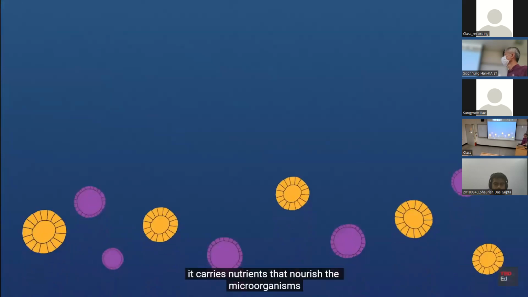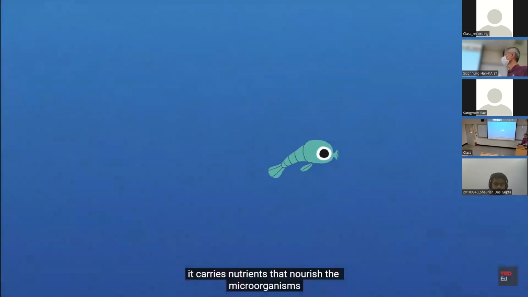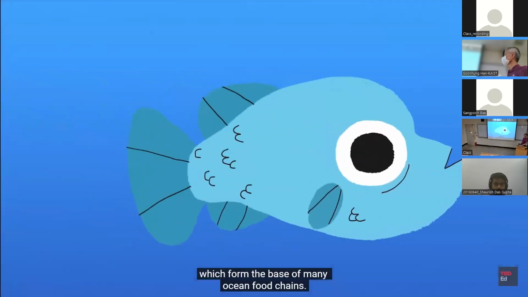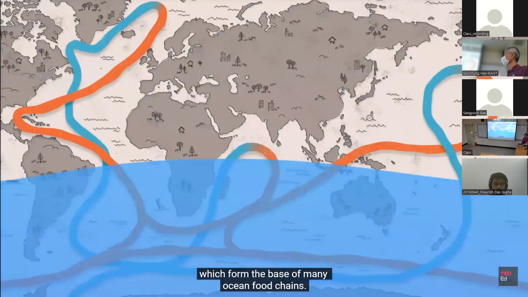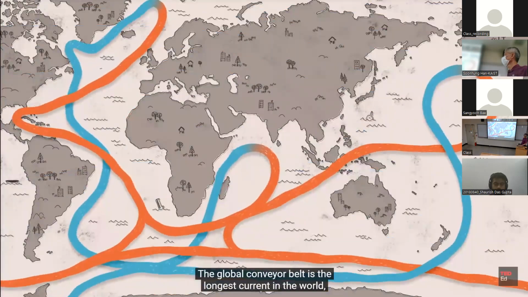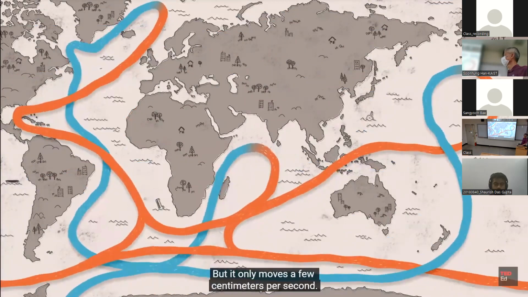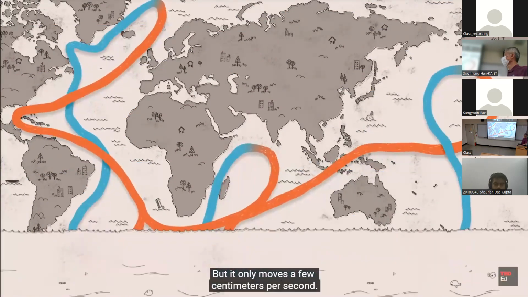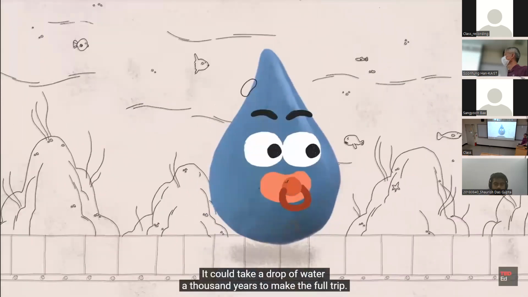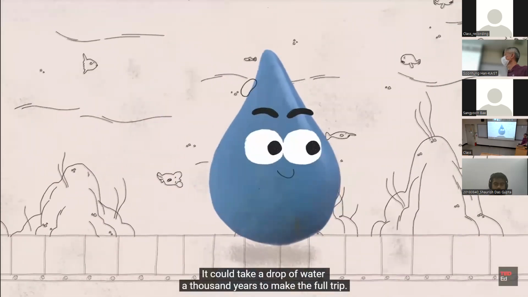As water moves from the depths of the ocean to the surface, it carries nutrients that nourish the microorganisms which form the base of many ocean food chains. The global conveyor belt is the longest current in the world, snaking all around the globe, but it only moves a few centimeters per second. It could take a drop of water 1,000 years to make the full trip.